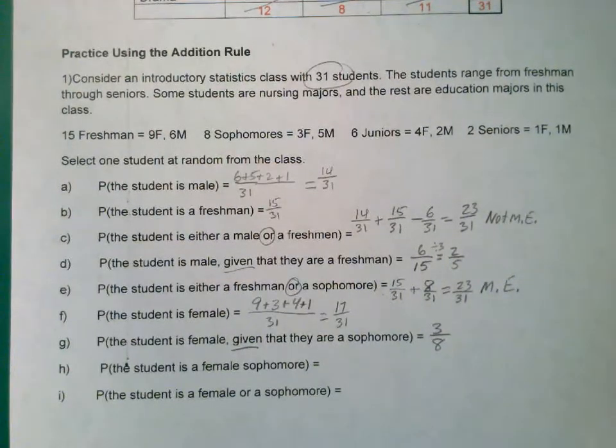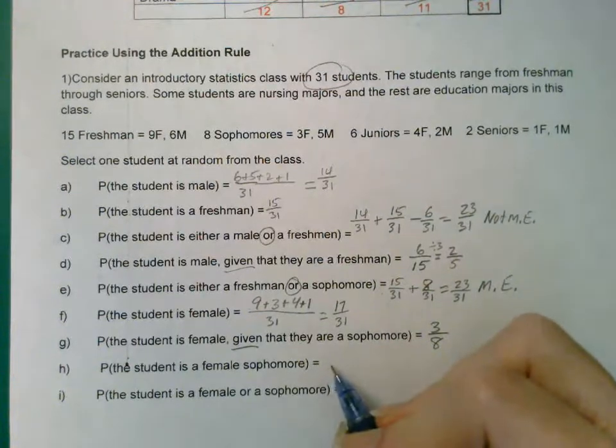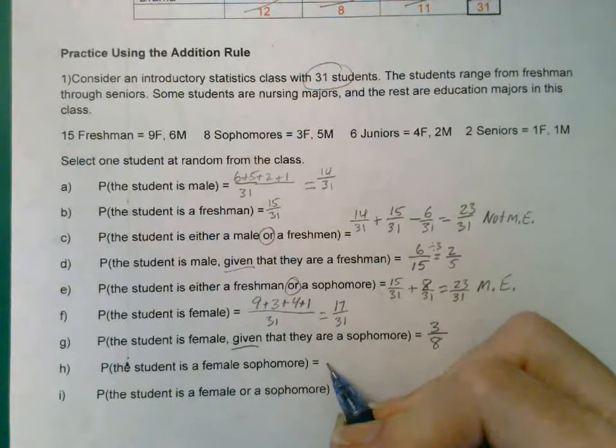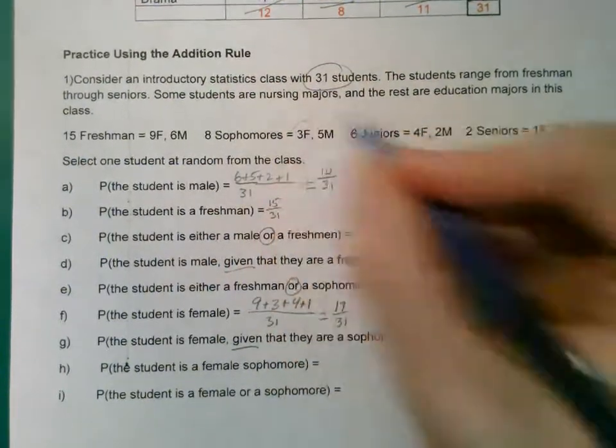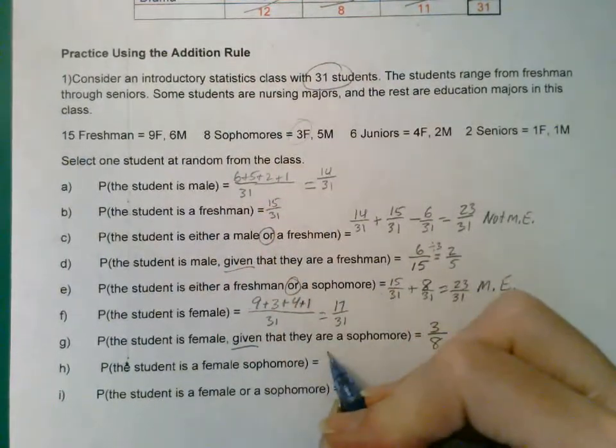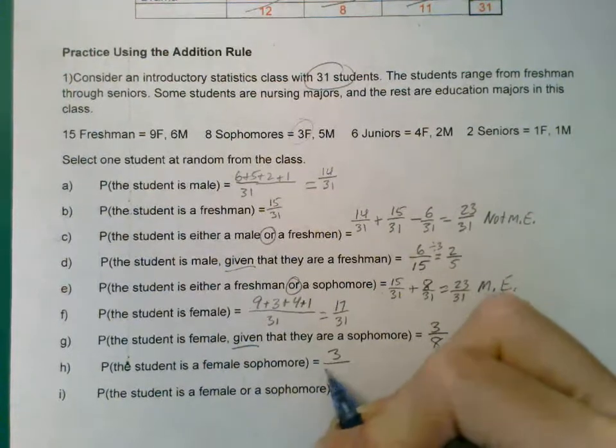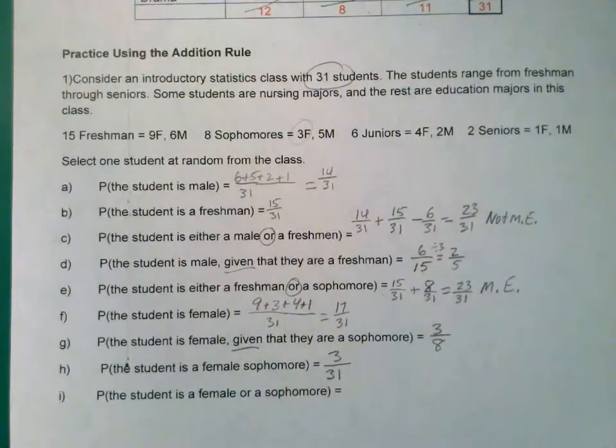Givens have different denominators. The student is a female sophomore. Well, female sophomore is right there. But this isn't a given. This is how many, if you go to grab one person from the entire class, the probability of them being a female sophomore is 3 out of 31. Okay.